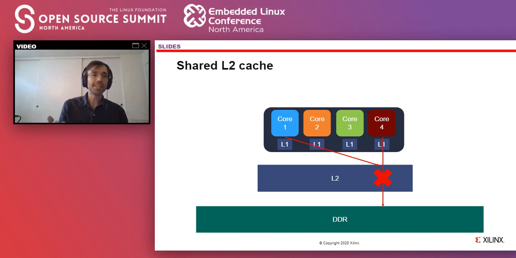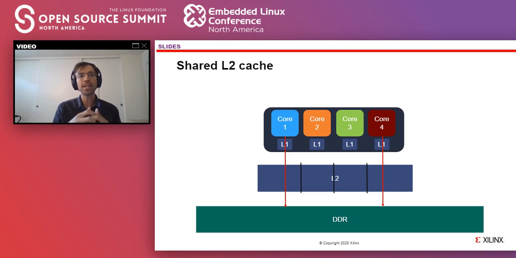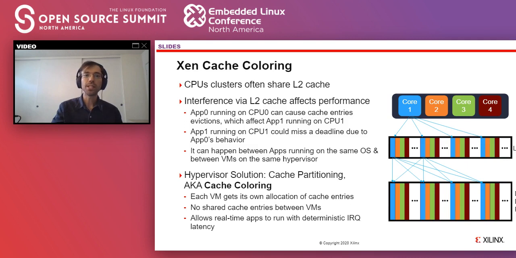So it could happen exactly the same if you're running an application on Linux on one core and another application on the same Linux on a different core, just because a shared cache is present. So what's the solution? Ideally, we want to split the cache into separate subsets and give each VM one subset. So the hypervisor should be able to split this L2 cache into subgroups and dedicate one group to each VM. That way, one VM cannot cause interference to the other VM.